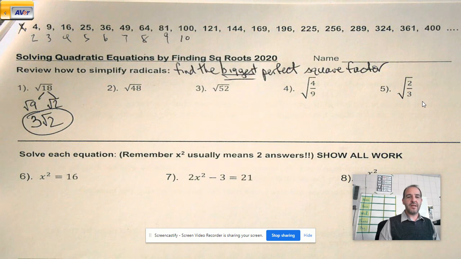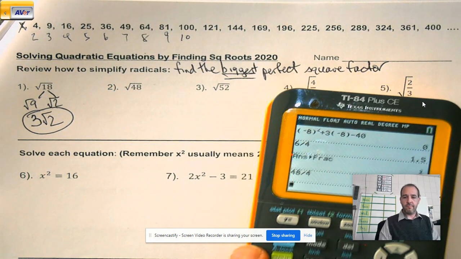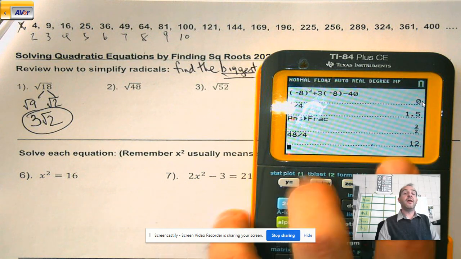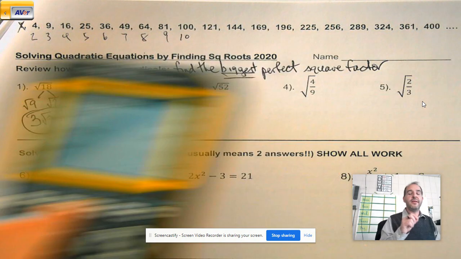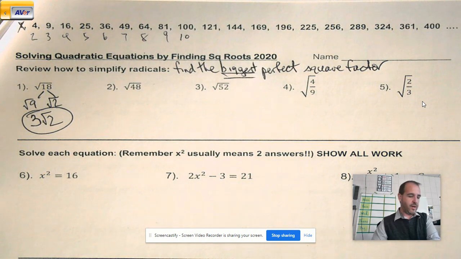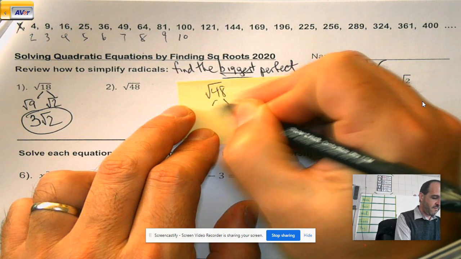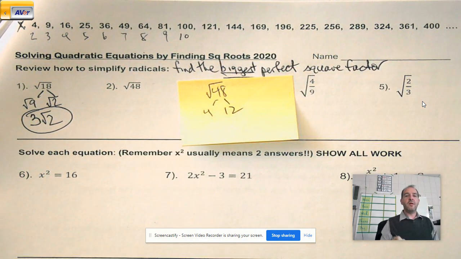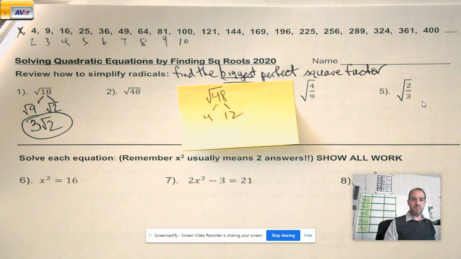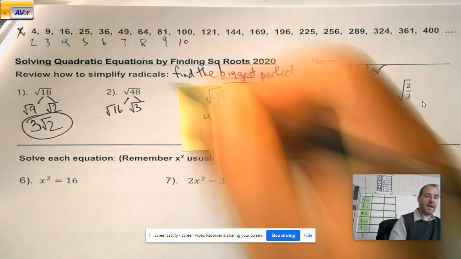Not exactly. Because people get to numbers like number 2, and they're like, okay, 4 goes in. I mean, they check. They're like, okay, 48 divided by 4 is 12. Here's the problem. Is that the biggest one? Okay, we're going to make a note here to the side. 4 and 12. Can you find one that's bigger? The answer is yes. There's a bigger one, 16 and 3. And I'm going to show you why that's important right now.